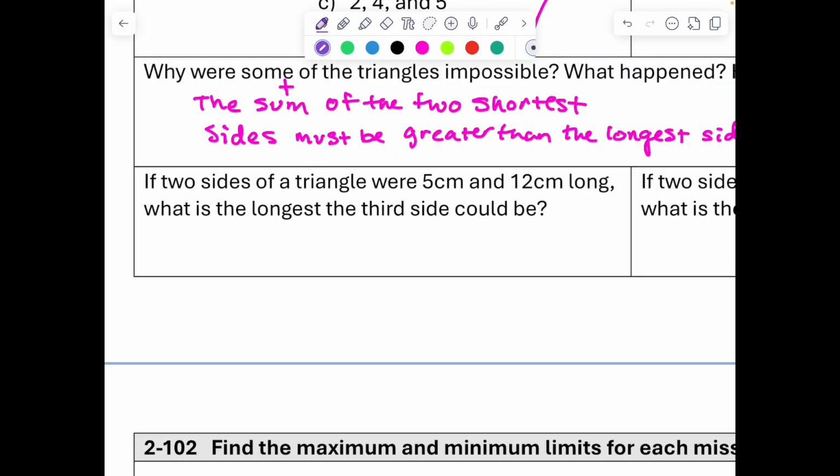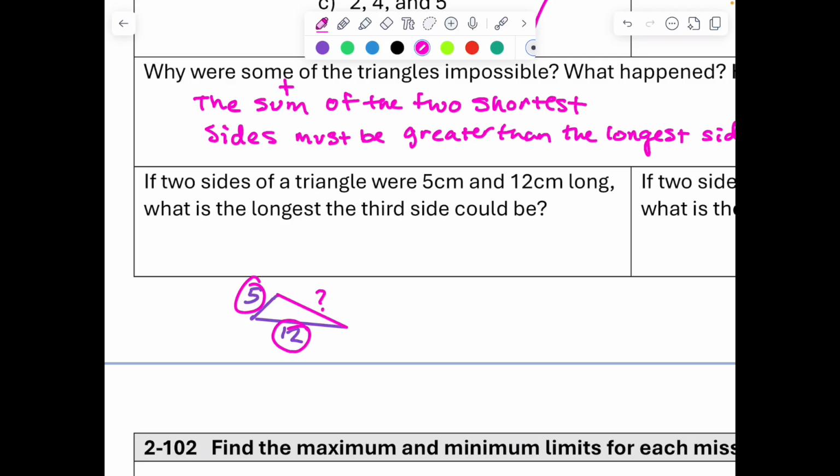Okay, so if two sides of a triangle were 5 and 12 centimeters long, what's the longest the third side could be? Let's say that 5 and 12 are our two shortest. What is the longest the third side could be?